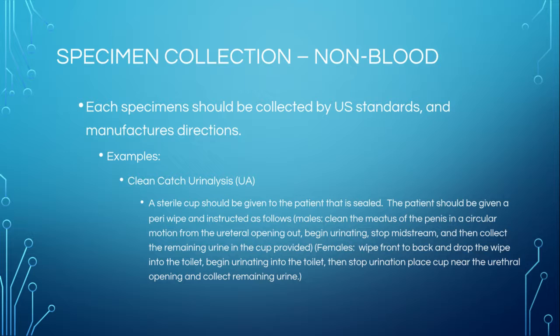You're going to get a peri wipe, and that's what it's called. It's called a peri wipe, and it is just a wipe to help clean either the vaginal area or the meatus of the penis, so that any bacteria or any debris or anything that might be present is cleaned off.